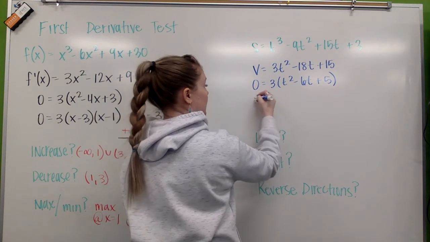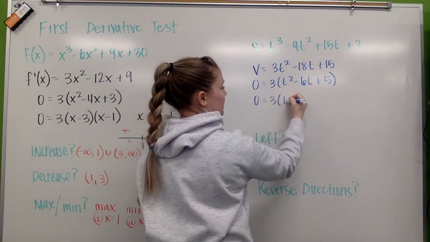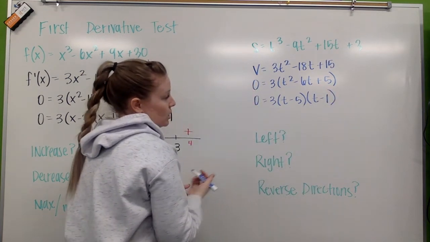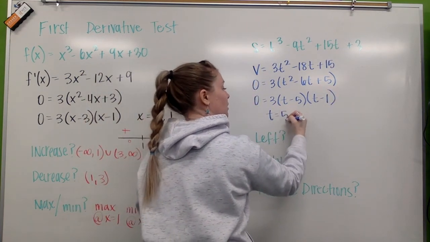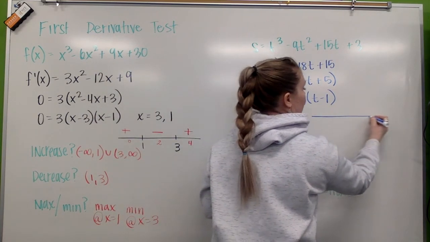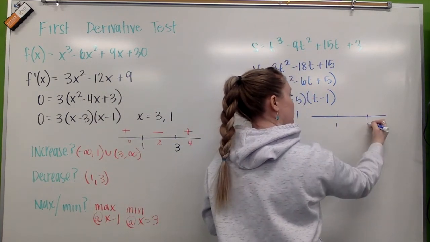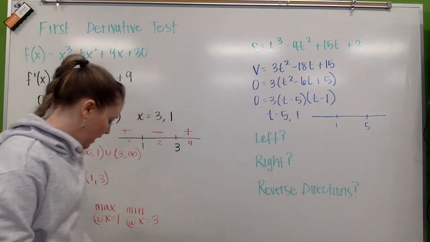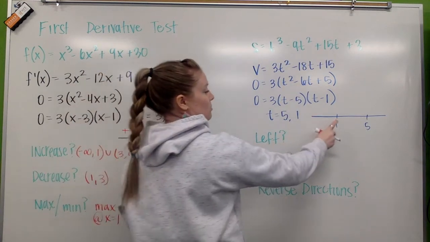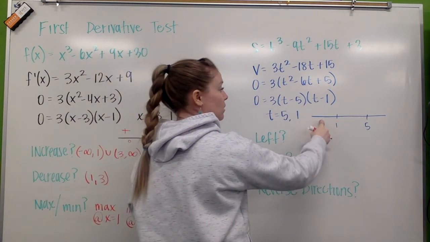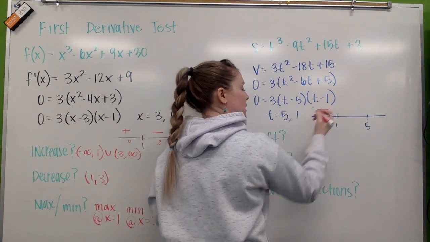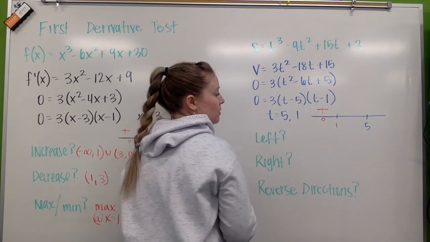And I'm going to get the factors t minus 5 and t minus 1. So my critical points here are 5 and 1. Set them up on a number line, 1 and 5. And then again, I'm going to test around those points. So if something's less than 1, I'm going to plug in 0. That's going to be negative times a negative. So that's positive.